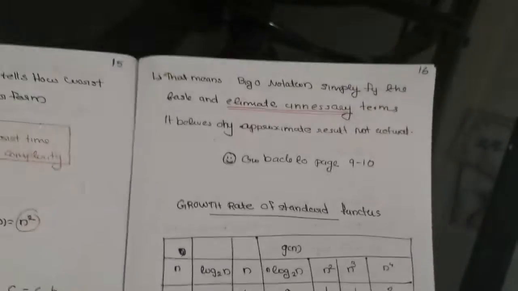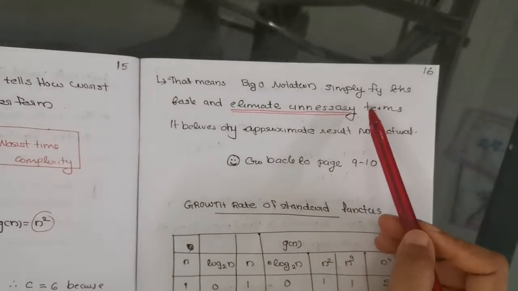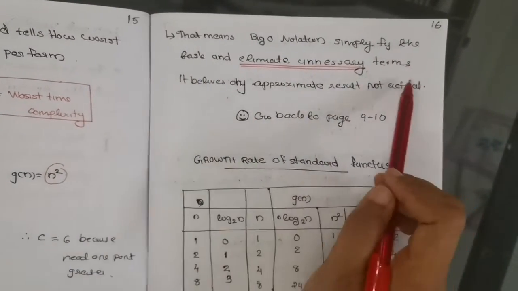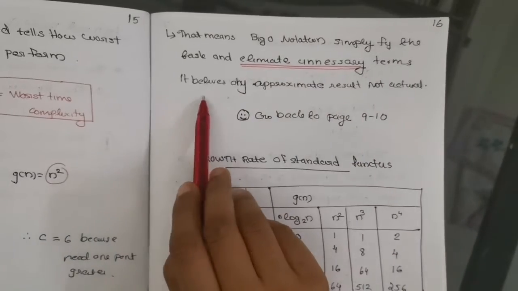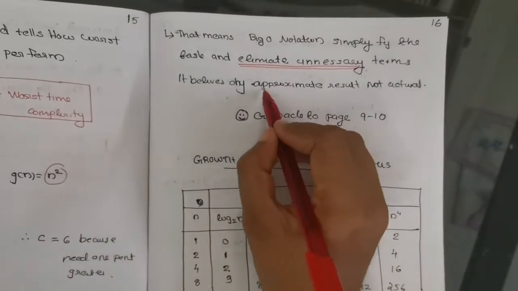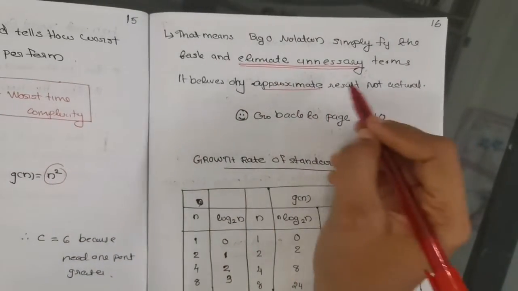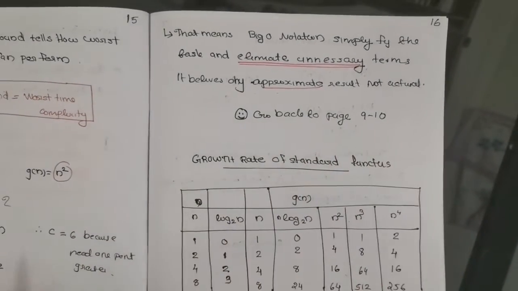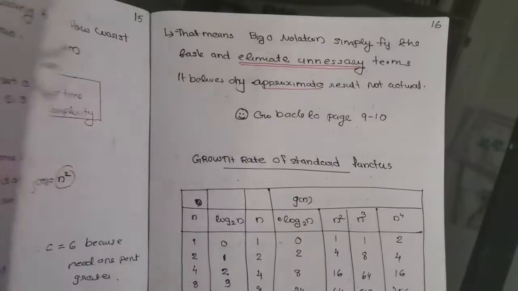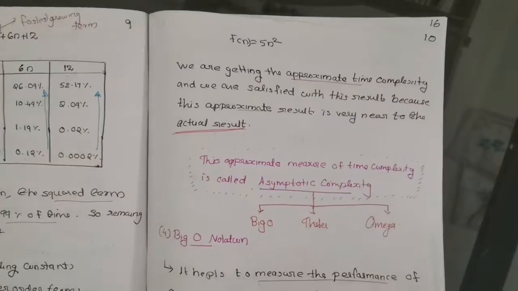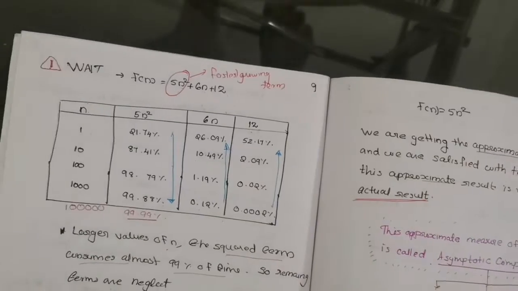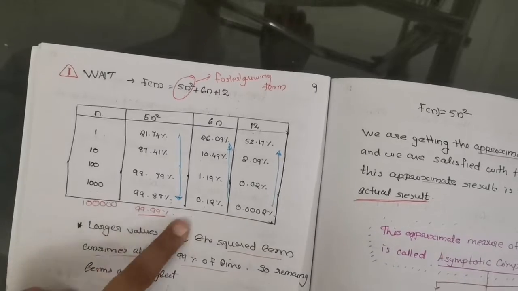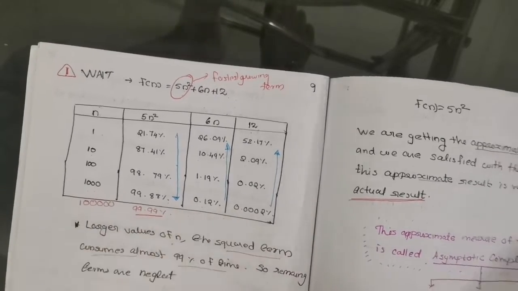Next one, the big O. The big O notation simplifies the task and eliminates the unnecessary terms. It cares only about the approximate result, not the actual result. So, go back to page 9 to 10. We already discussed how we can find the approximate value from this graph. We already found it, right? Compared to this one, this is huge. So, we can eliminate these values.